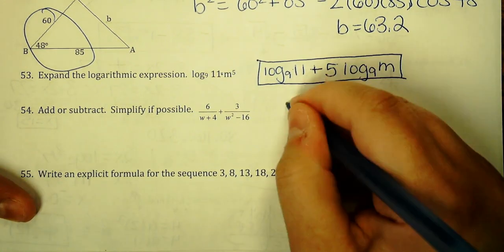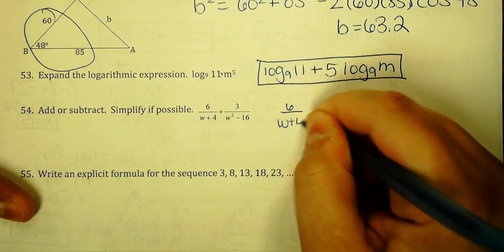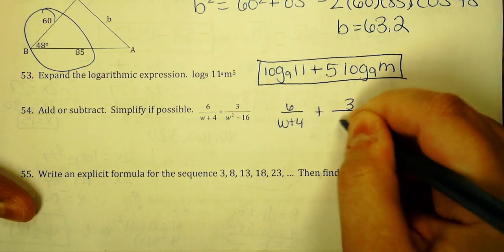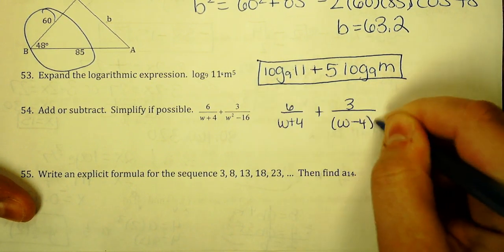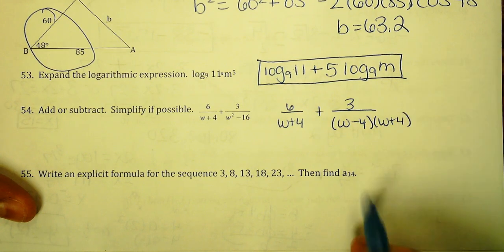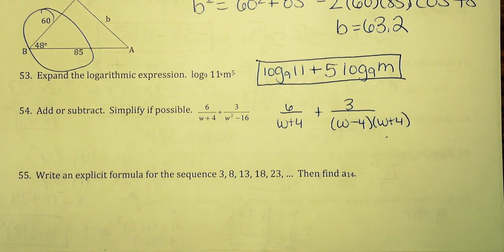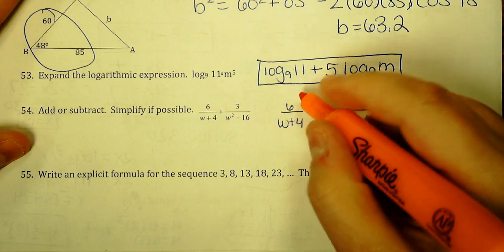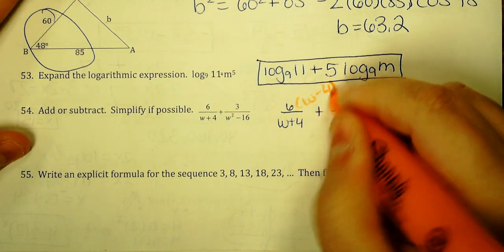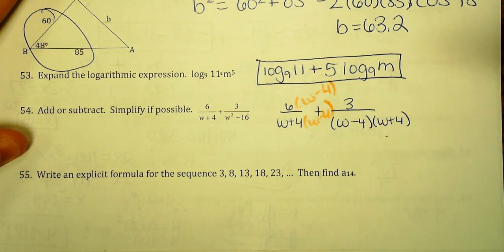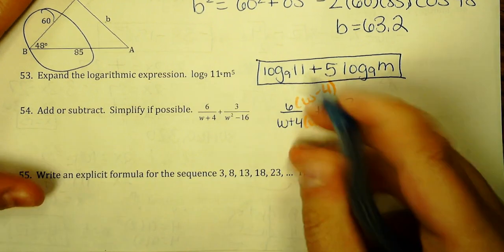Okay, add or subtract. Got to get a common denominator if we're adding or subtracting fractions. Difference of squares here. And if you get the factored form of that, we're in kind of good shape because we already have a w plus 4. So to get a common denominator, all we're going to need is a w minus 4. W minus 4 here.